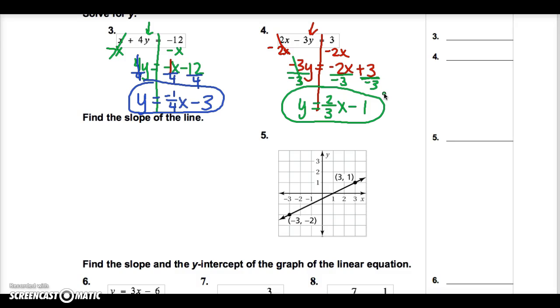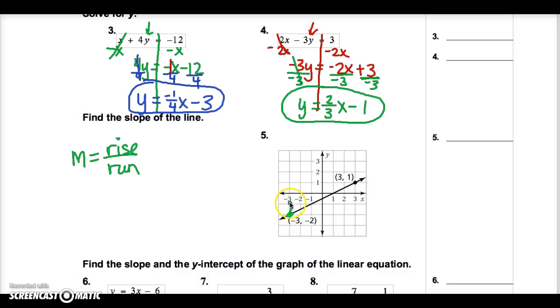Okay? Moving on, number 5. Directions simply say to find the slope of the line. So if you remember, we use m to represent the slope. And to find the slope of a graph, we use rise over run. So you can start at either one of these points that you want. If I start down here, I'm simply going to count how many I rise and how many I run to get to the other point over here.